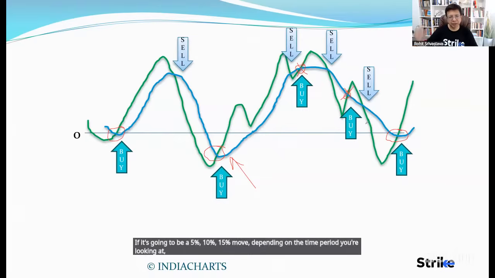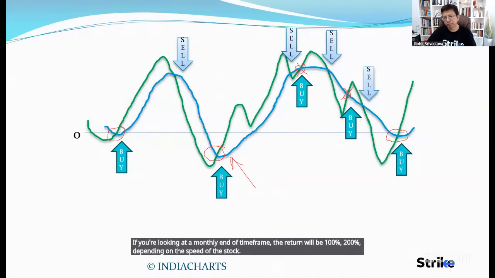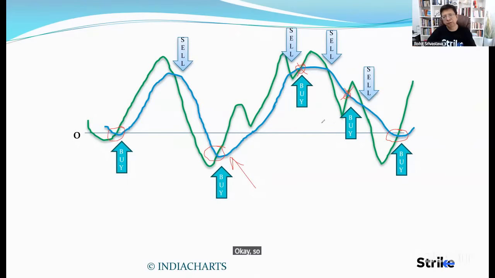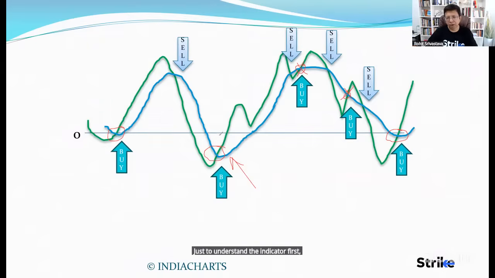5, 10, 15 is typically a daily time frame. If you're looking at a monthly kind of time frame, the return will be 100%, 200% depending on the speed of the stock. So choice of time frame is of course an affair based on what time period you want to trade, but just understand the indicator first, then we'll look at how to use multiple time frames to trade.